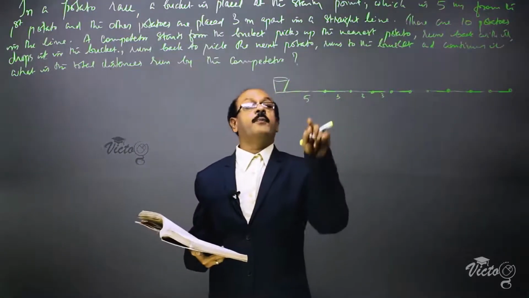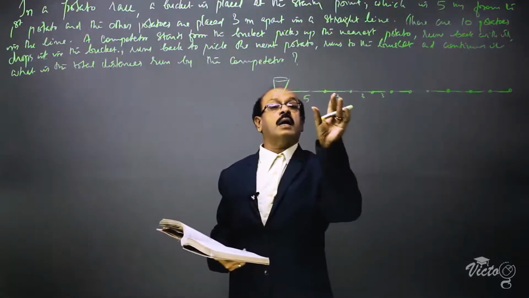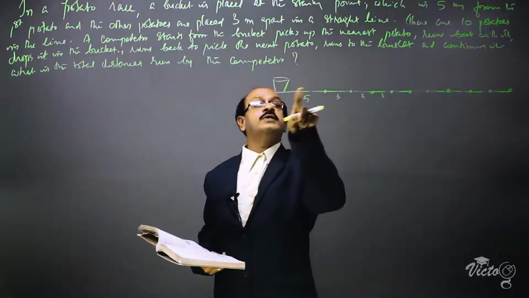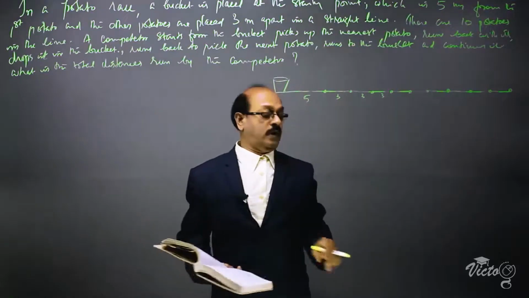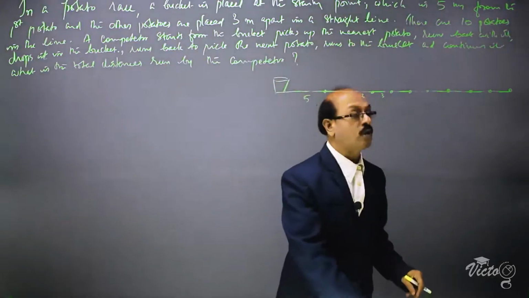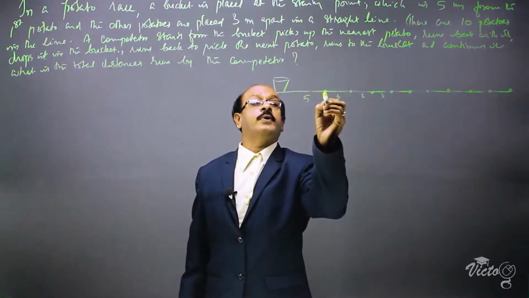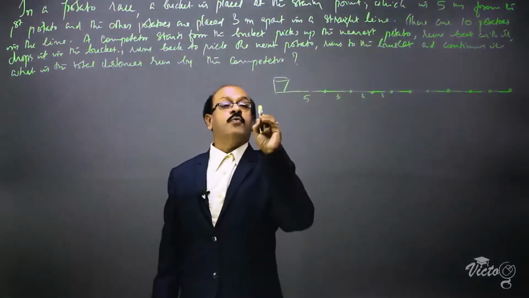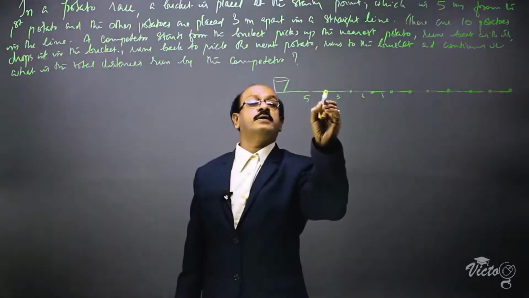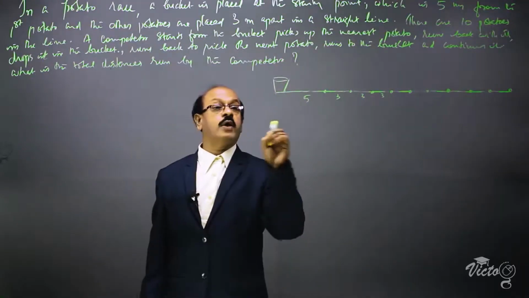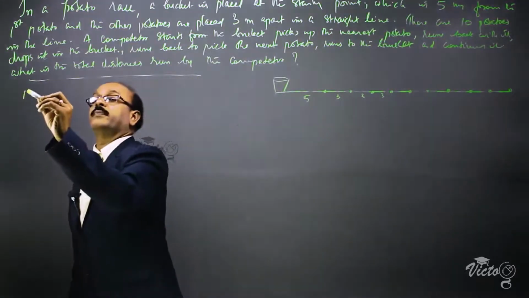Here it is given that the first potato is 5 meters away from the bucket and the remaining are 3 meters apart. The competitor runs to the first potato, picks it up and puts it in the bucket, and the process continues. We have to find the total distance run by the competitor. Okay. Now, first of all, running 5 meters, picking up the potato and putting it in the bucket. Firstly, 10 meters is run by the competitor. Running 5 meters and coming back to the bucket, then 5 meters. 5 plus 5, 10 meters. That is the first term.